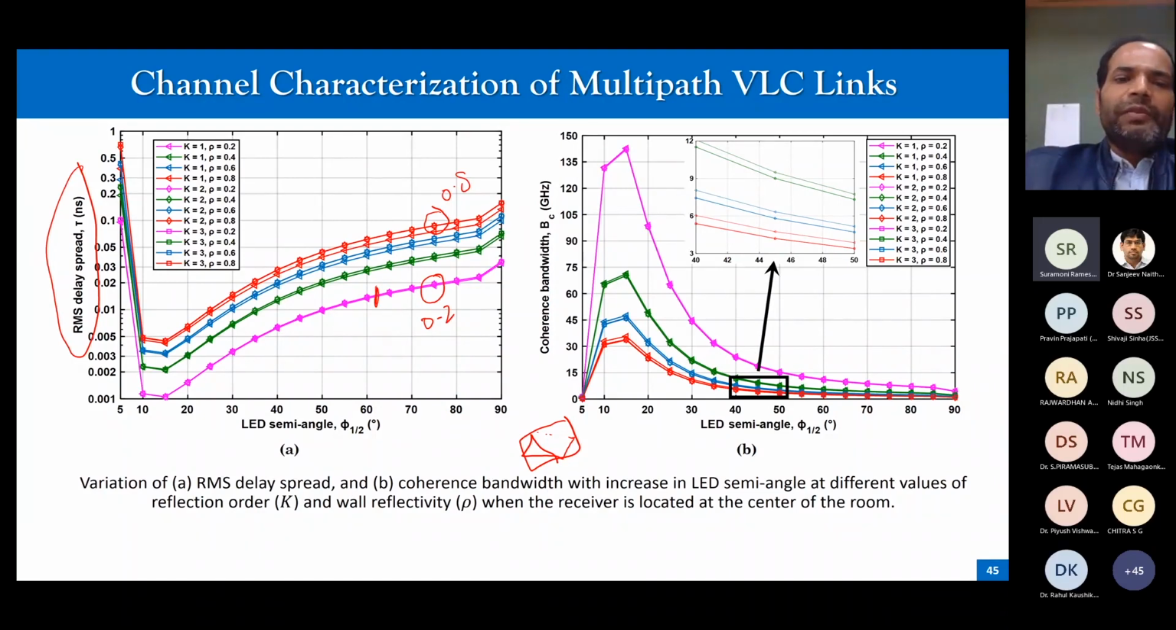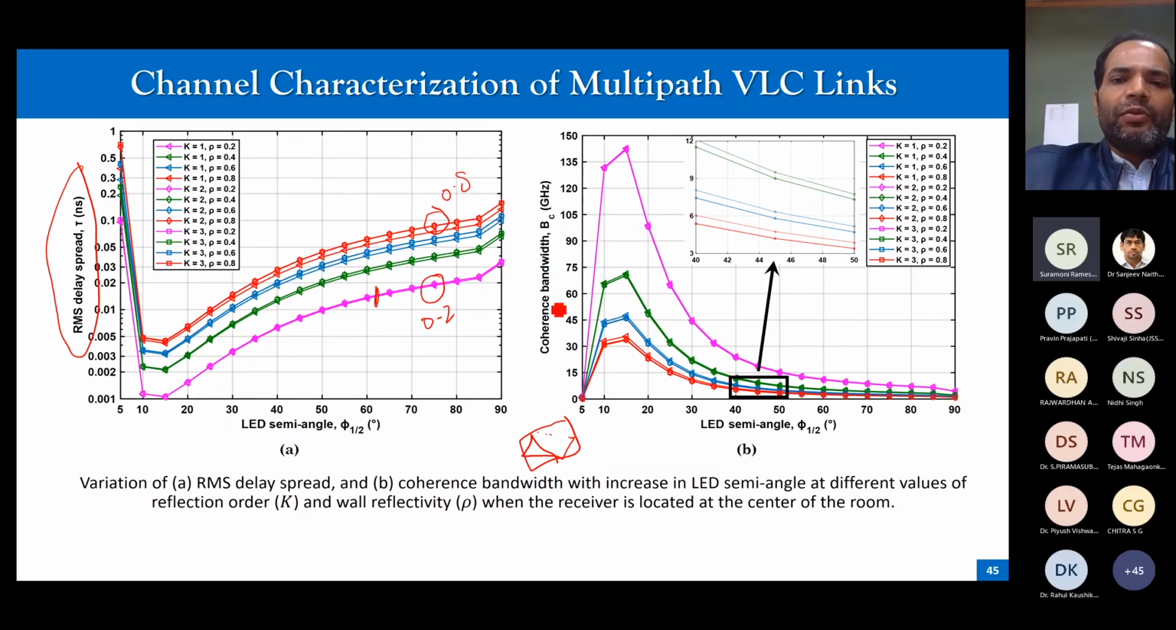That means if we consider up to 3 reflections, that's more or less okay. You do not have to consider 100 reflections, because if you want to do that, then your simulation time will become very large. So up to 3 reflections is what you want to have. That's the message. And the maximum delay spread that should concern us is around 0.005 nanoseconds. That's very small.